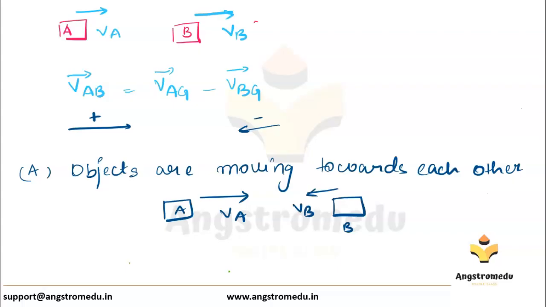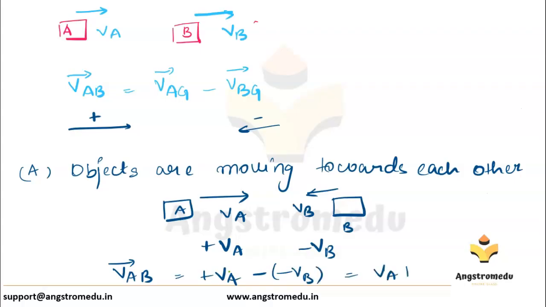Now if this is positive, it will be plus VA and this will be minus VB. So if we use the velocity of A with respect to B, then it will be VA minus VB, and VB is actually minus VB. So it will be VA plus VB. Meaning when two objects are moving towards each other, their relative velocity is added.